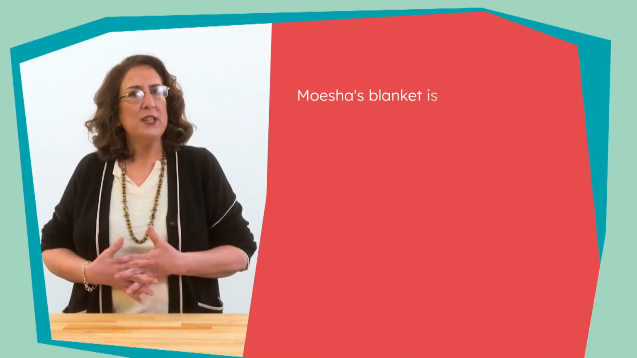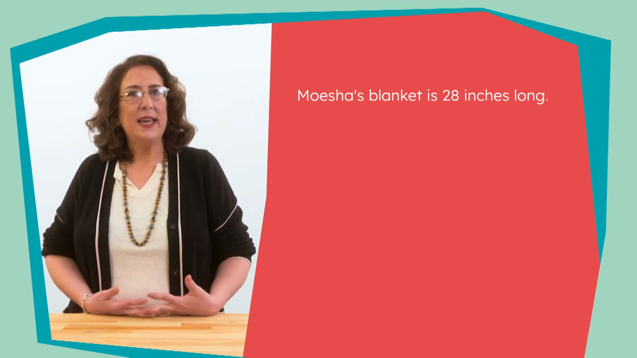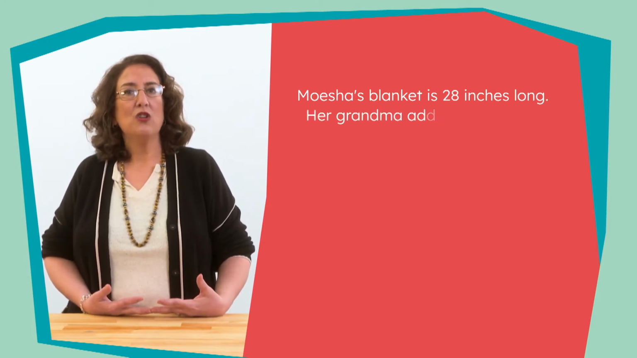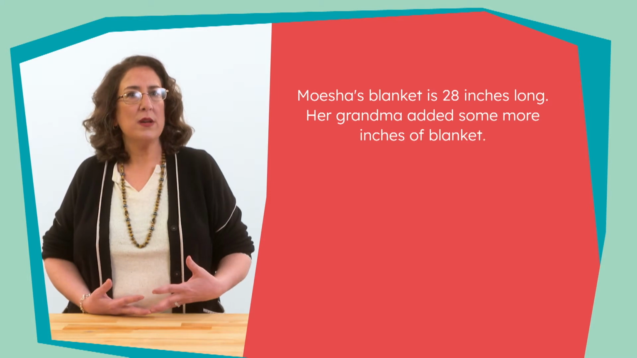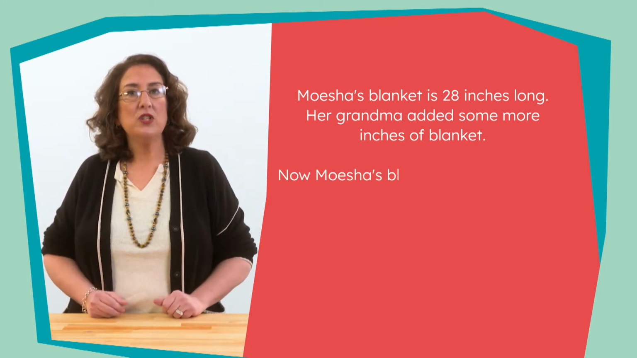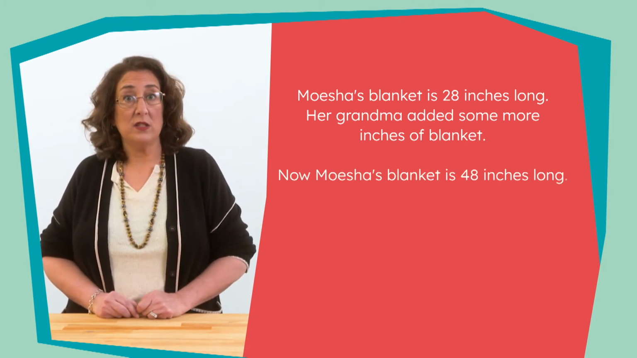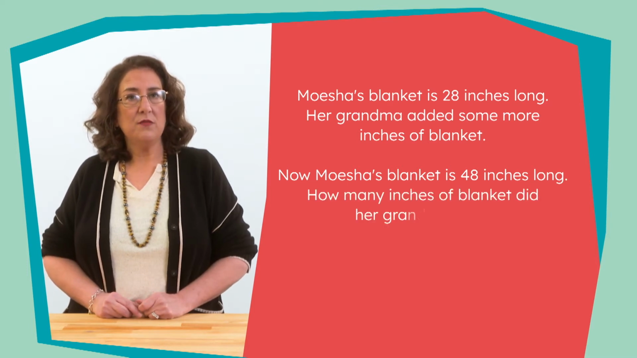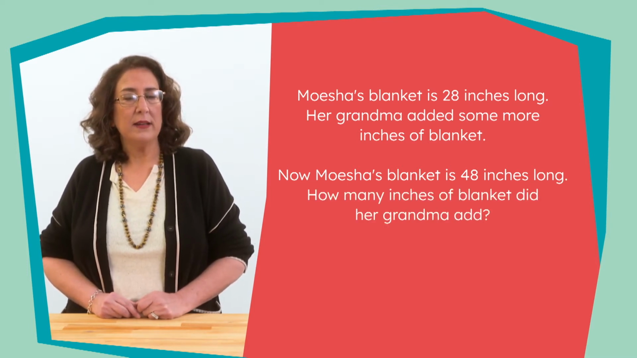Here it is. Moesha's blanket is 28 inches long. Her grandmom added some more inches of blanket. Now Moesha's blanket is 48 inches long. How many inches of blanket did her grandma add?